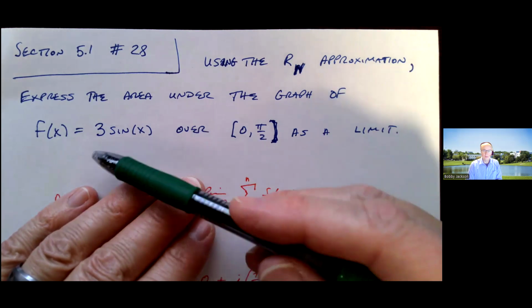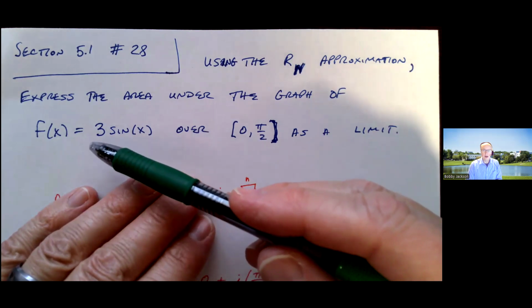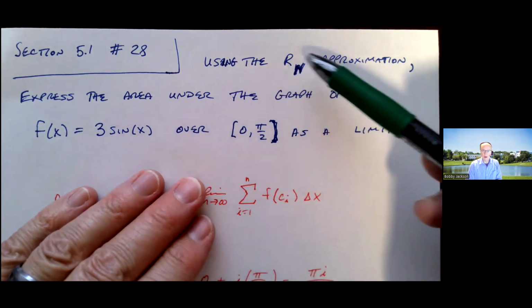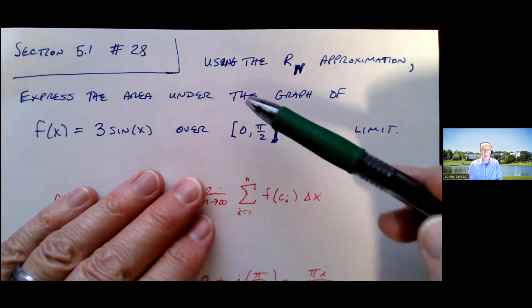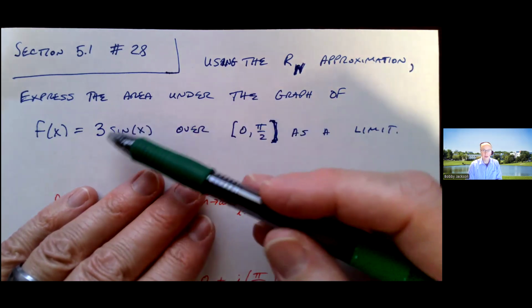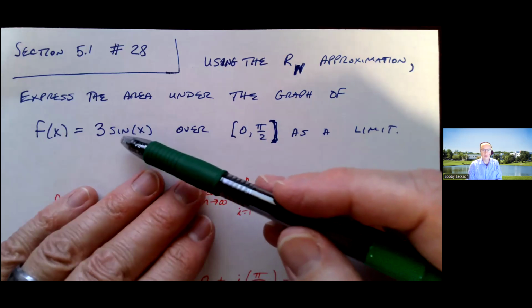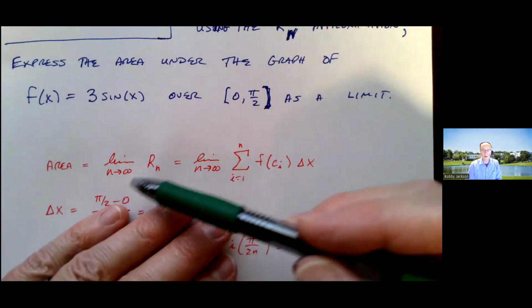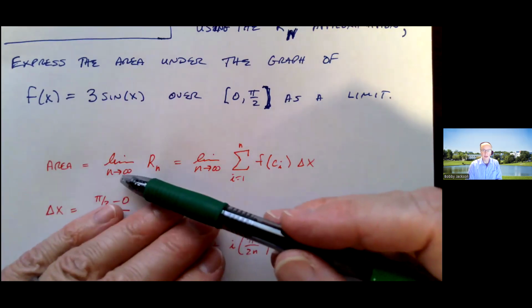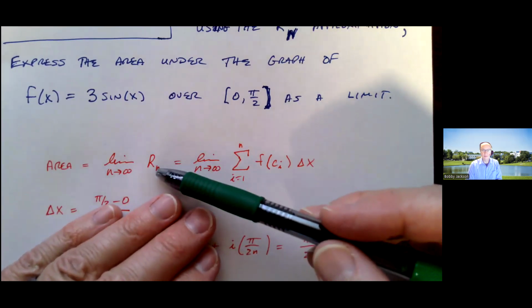Okay, so we've been evaluating these, calculating R sub n, and then taking the limit as n goes to infinity. We're just going to set that up. We're actually not going to do that calculation. Look at this function, we're not going to be able to do that, but we can set it up. So what's that look like? It's pretty straightforward. Remember, the area is the limit as n goes to infinity of R sub n.